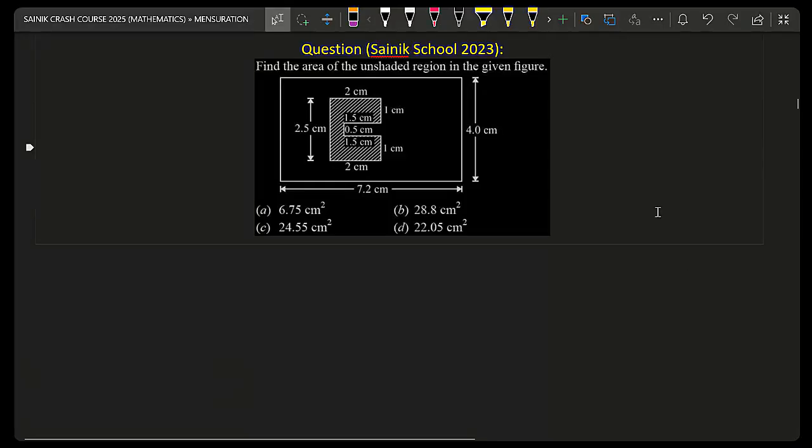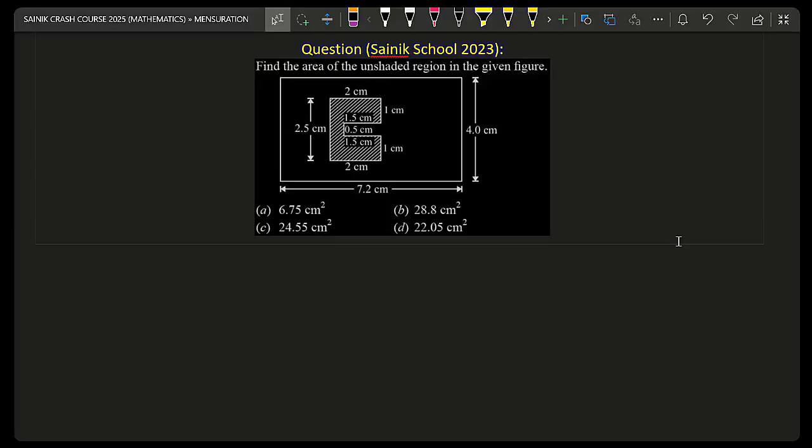Ashavardhan, can you answer this? How to find the unshaded region area? Sir, first find the area of the whole rectangle, then find the figure area and subtract. Okay. First, the outer rectangle area: that's 7.2 into 4. Now, how to find the shaded region area? Sir, we want to divide it into rectangles, because it gives 3 rectangles.